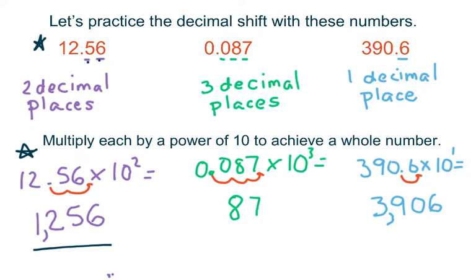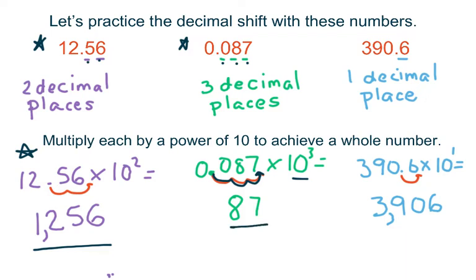Next, let's look at 87 thousandths. As you can see, 87 thousandths has 1, 2, 3 decimal places. So, to change it to a whole number, we're going to multiply 87 thousandths by 3 powers of 10, or 10 to the power of 3. This means the decimal will shift 1, 2, 3 places to make a whole number, and the whole number is 87.